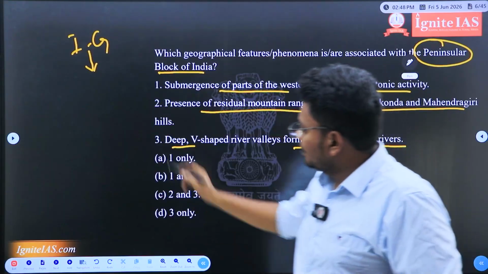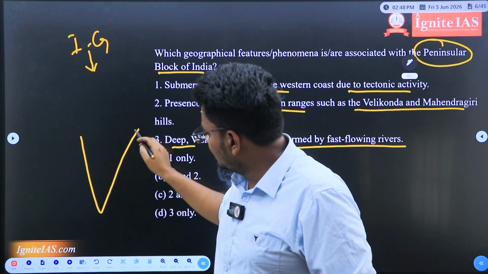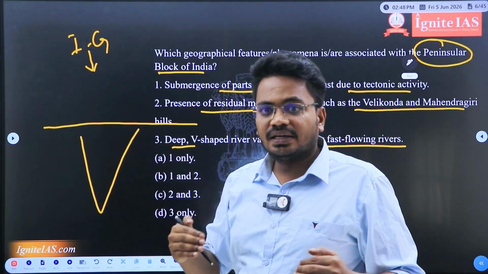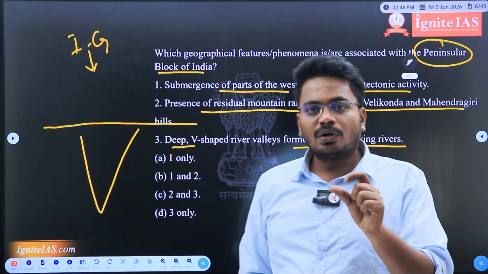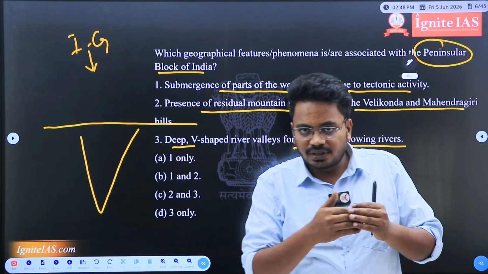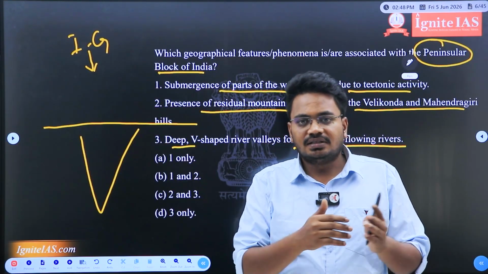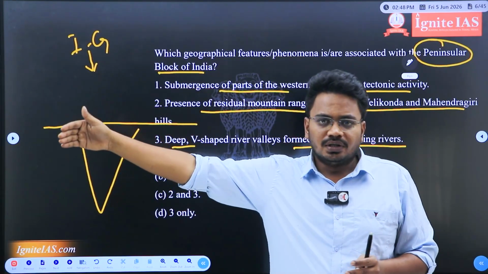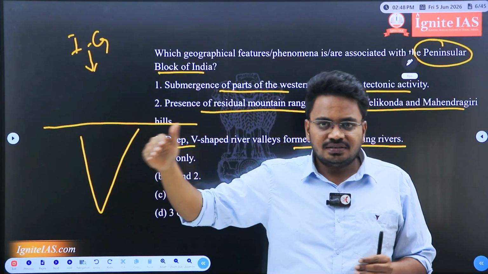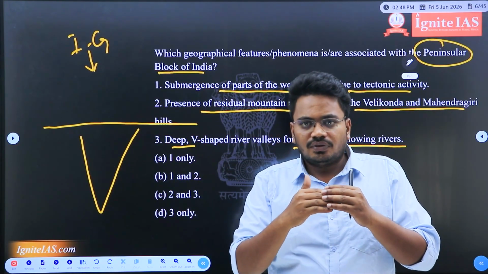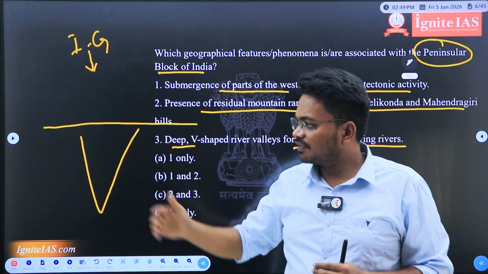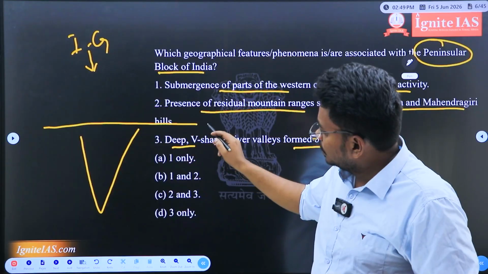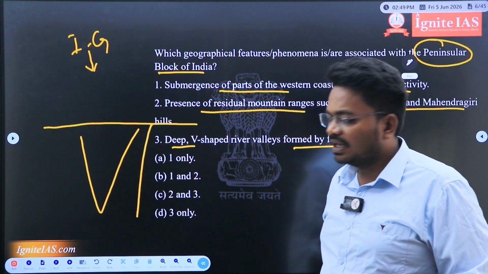Now, what is the peninsular block of India? Let us consider. We know that it is the part which is towards the southern side of Tropic of Cancer. We know that Tropic of Cancer will be passing through different states in India. It starts from Gujarat, then it enters into Rajasthan, then Madhya Pradesh, and so on. It enters into the northeastern states, right? So we know that out of all the states, this Tropic of Cancer passes through 7 states, right? Now the point is, the area which is below this Tropic of Cancer, that is generally considered as peninsular block of India.